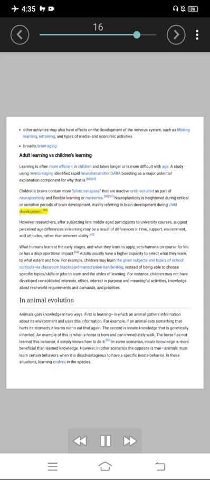However, researchers, after subjecting late middle-aged participants to university courses, suggest perceived age differences in learning may be a result of differences in time, support, environment, and attitudes, rather than inherent ability. What humans learn at the early stages, and what they learn to apply, sets humans on course for life or has a disproportional impact. Adults usually have a higher capacity to select what they learn, to what extent and how.